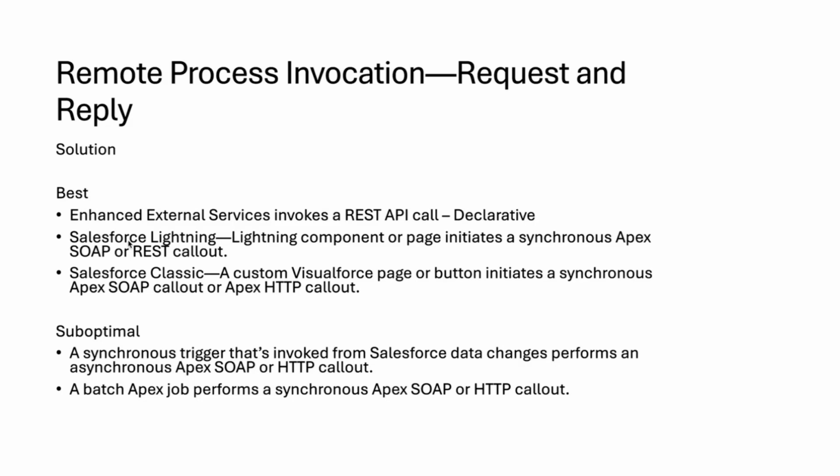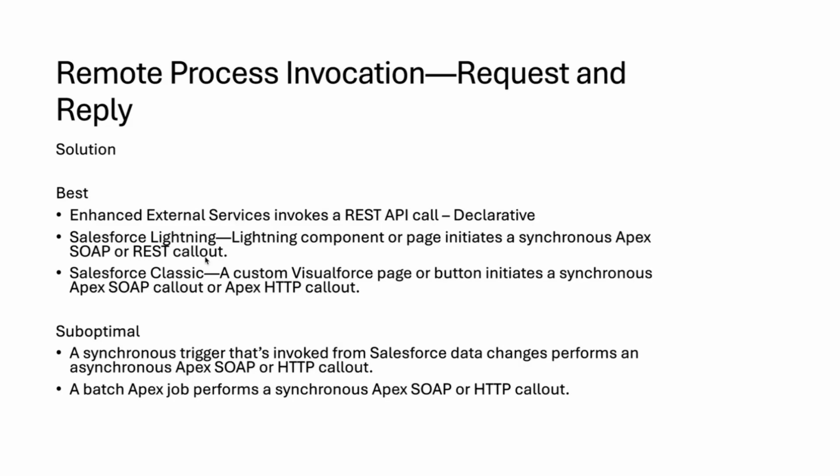And the second best approach is to have the Lightning component or page initiate a synchronous Apex SOAP or REST callout to the third party system. Another way is to have a Visualforce page. So these three are the best solutions. And the suboptimal solution is calling from the trigger. For request and reply, Salesforce suggests we should not call from the trigger, because if we call from the trigger, we need to call from asynchronous methods, and then do the remote system invocations. And the next solution is using batch jobs and then making the callout.